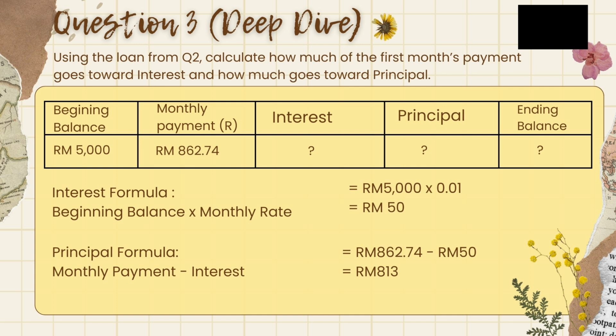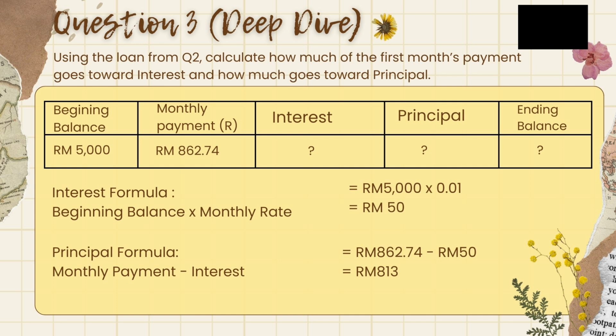And for the principal formula, which is monthly payment subtract interest. The monthly payment we got from question number 2 is 862 ringgit 44 sen. Subtract interest of 50 ringgit and we got 813 ringgit. First we need to know that over time the interest portion will decrease and the principal portion will increase.